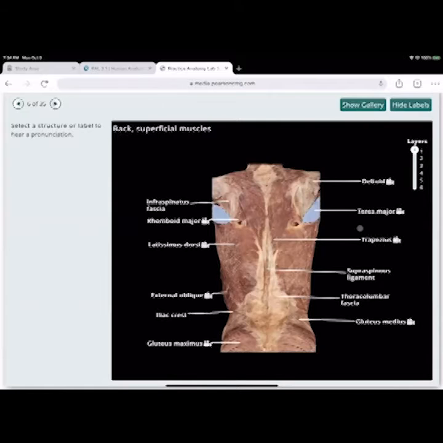Okay, posterior view. Again, you've got your infraspinatus fascia. It covers over the infraspinatus muscle. Your rhomboid major. Latissimus dorsi. See the huge muscle on the side. The external obliques. The iliac crest. That's the crest of the hip bone, the superior portion of it. The gluteus maximus, main muscle of the buttocks. The gluteus medius, it's the smaller muscle there above it, superior to it.